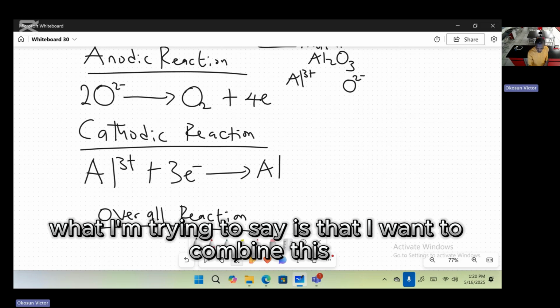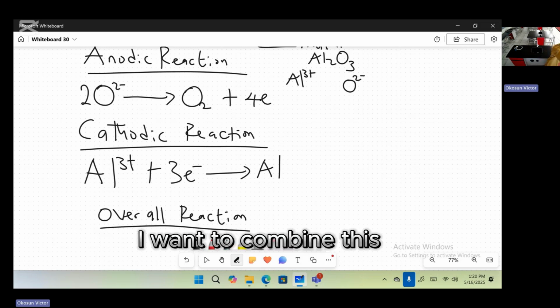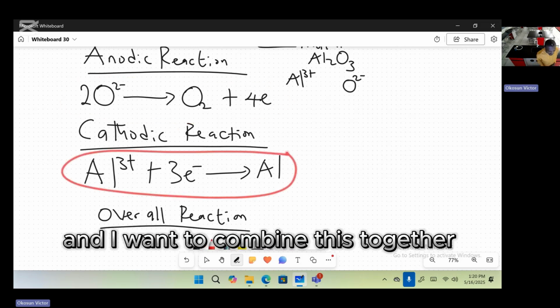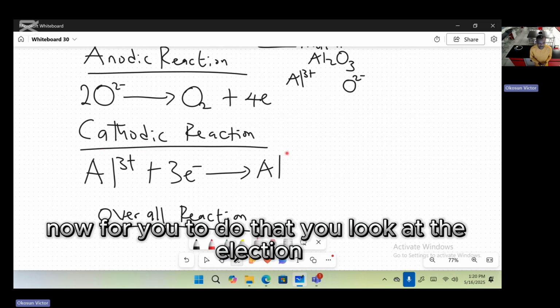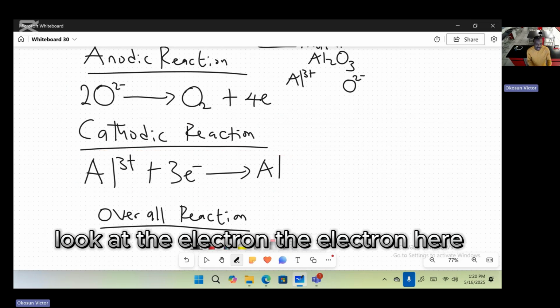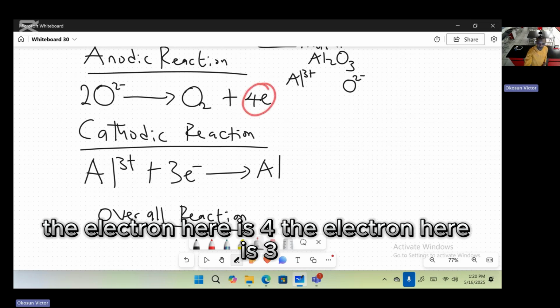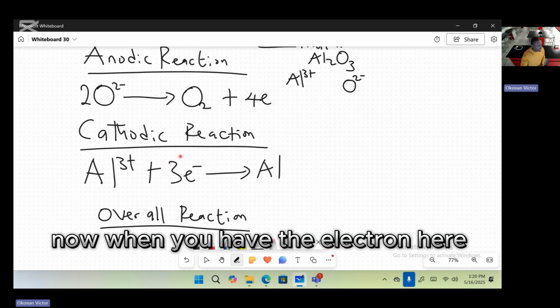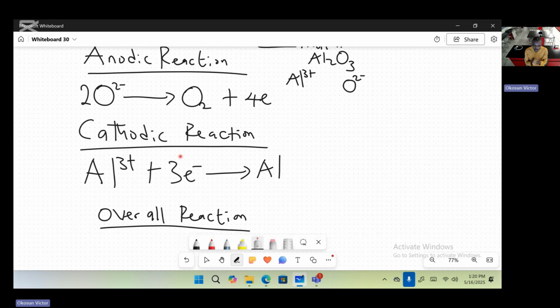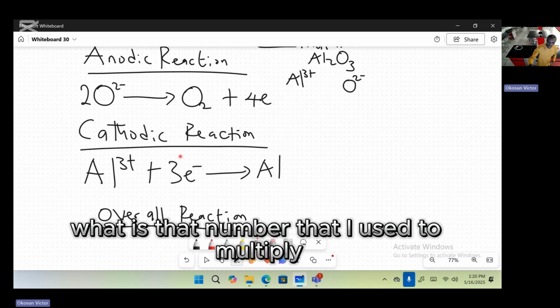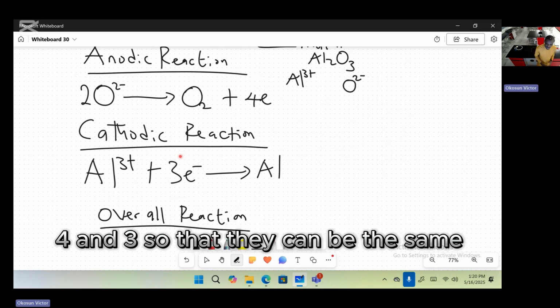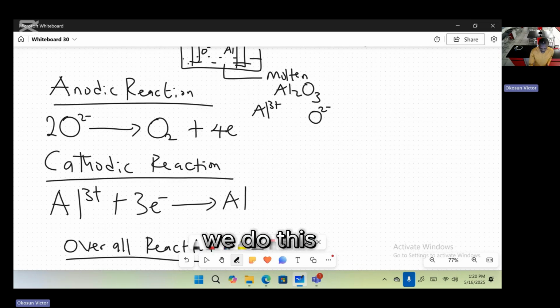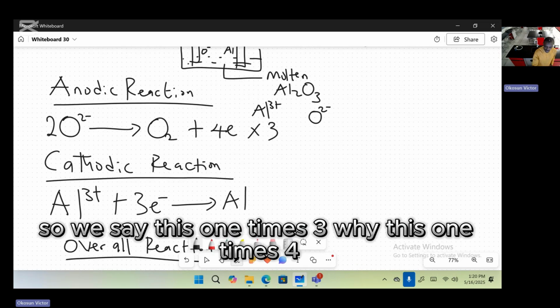What I'm trying to say is that I want to combine this, this, and this together to give me the overall reaction. Now, for you to do that, you look at the electron. The electron here is 4. The electron here is 3. Now, when you have the electron here 4 and the electron here 3, what is that number that I use to multiply 4 and 3 so that they can be the same? So we do this. We say this one times 3, while this one times 4.